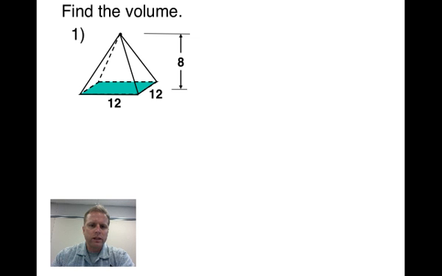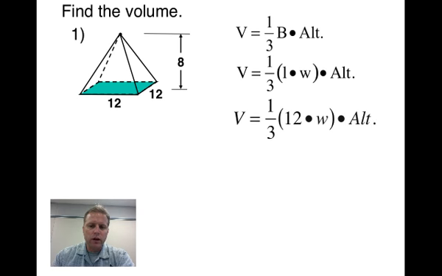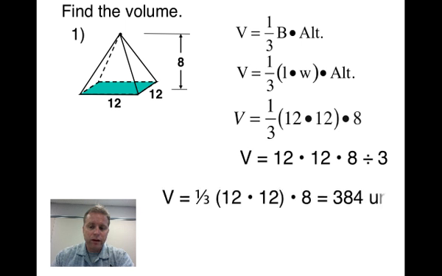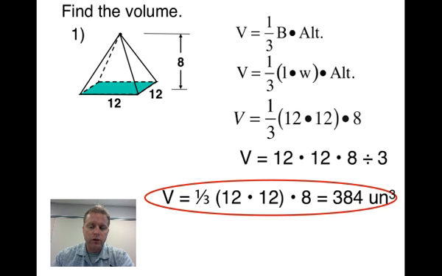Would you try this example, see if you can find the volume of this pyramid? Remember, the generic version is volume is equal to 1/3 times the base times the altitude. So what's our base here? It's a square because it's 12 by 12. So our length would be 12, our width would be 12. Then our altitude is the height of the pyramid. In this case, it's 8. The easiest way to solve this problem is probably to take care of the 12 times 12 times 8, then divide by 3. If you do that, you'll get 384 cubic units.